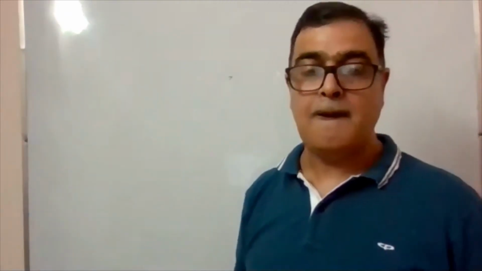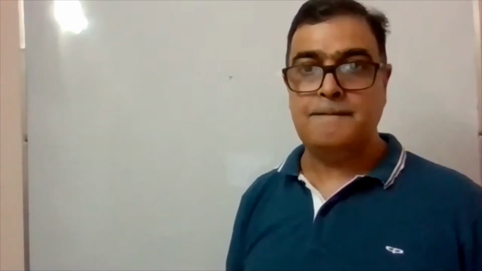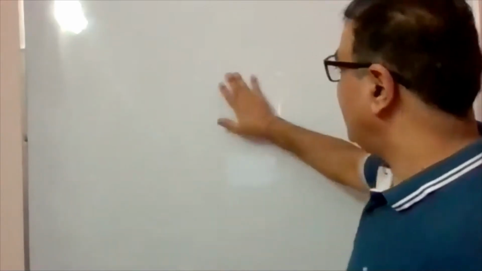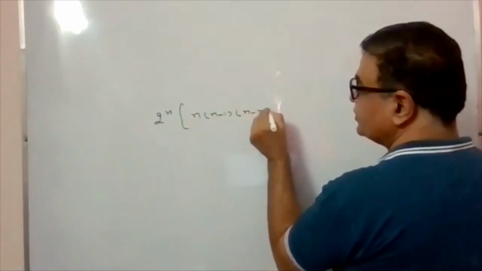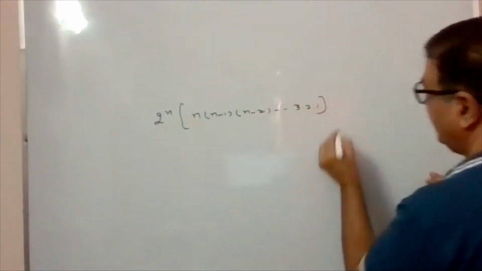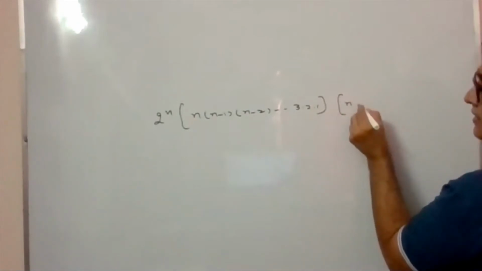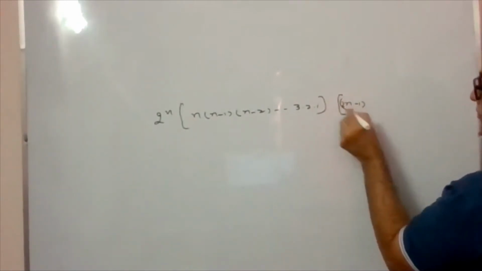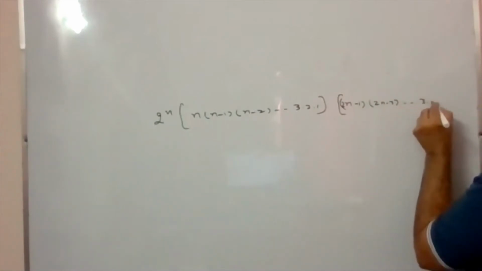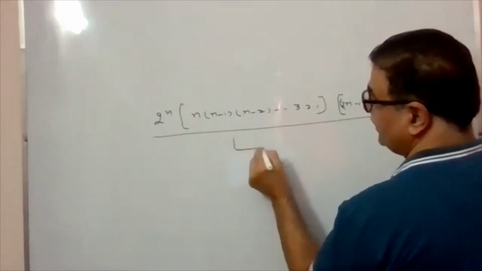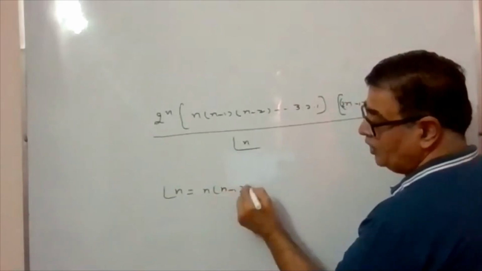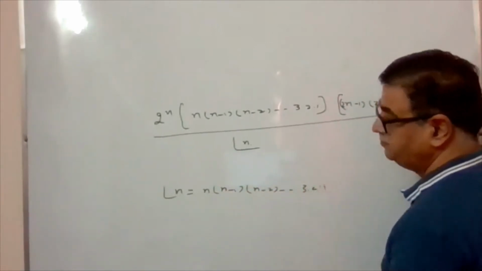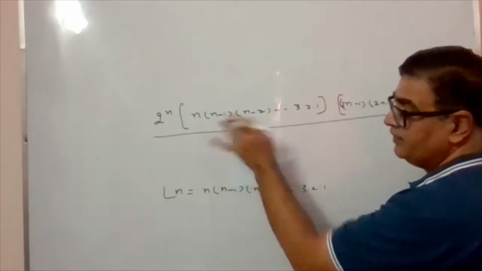Sir, can you explain the last part which you did? Last part was this, 2 power n was out, it was n, n minus 1, n minus 2 till 3, 2, 1. And here it was n, so 2n minus 1, 2n minus 1, 2n minus 3 till 3 and 1. And denominator was factorial n. Factorial n, if you remember, it was n, n minus 1, n minus 2 till 3, 2, 1. That means this result matches with this result.